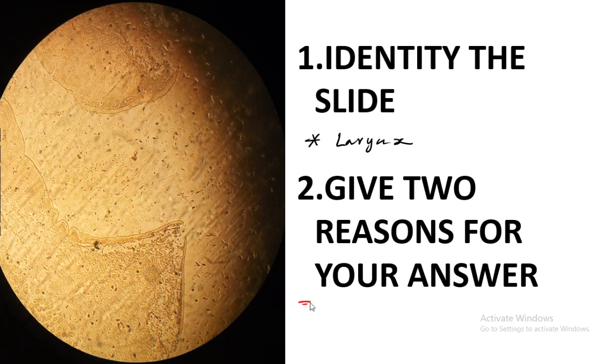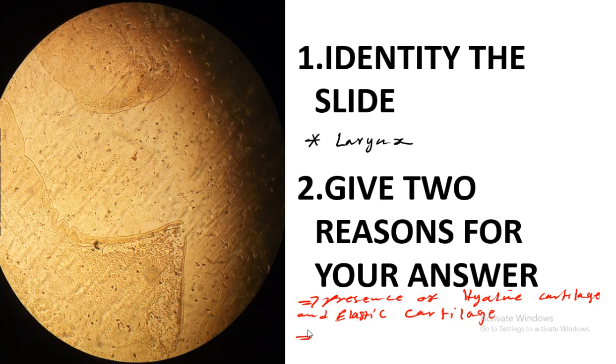Give 2 reasons for your answer. I've already stated you can give the answer of presence of hyaline cartilage and also elastic cartilage. So both cartilages are found in the larynx. So make sure that you are able to give such a reason. I'm going to label this slide later on in the next tutorial videos.